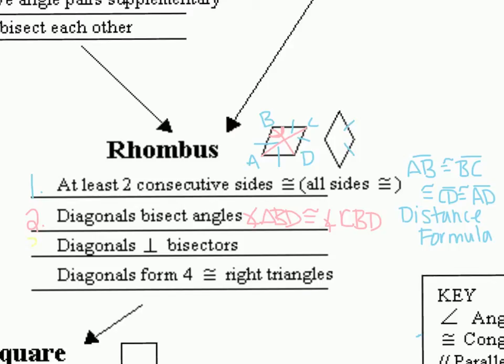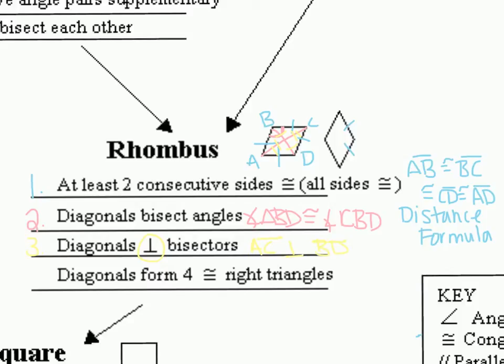The third property is that the diagonals are perpendicular bisectors. So again, it means that they're bisectors. They cut each other in half. Not all of them are the same. However, AC cuts BD in half. They're also perpendicular, which means that AC is perpendicular to BD.